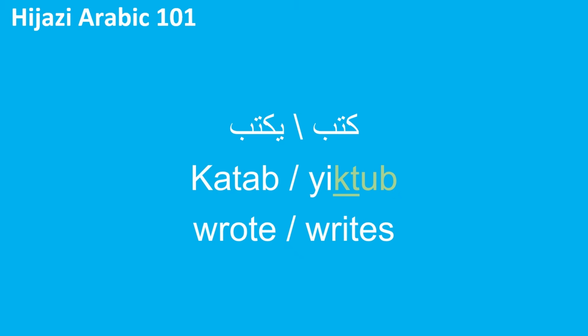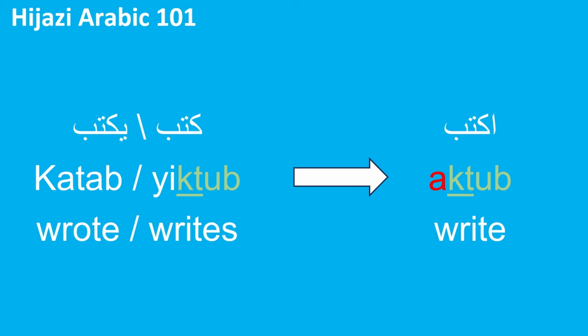Although some dialects do that. I'm looking at you, Moroccan, but we don't like that in Urban Hijazi. We don't like to begin words with two consonants. So we add a helping vowel, a. So we say أكتب. So that's the imperative of the verb كتب يكتب, it's أكتب.